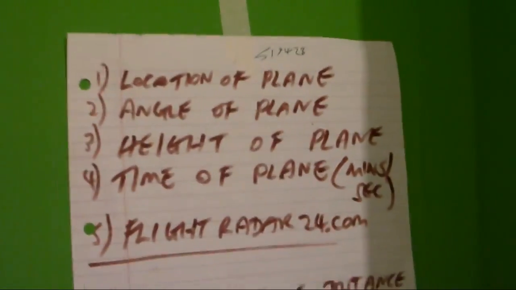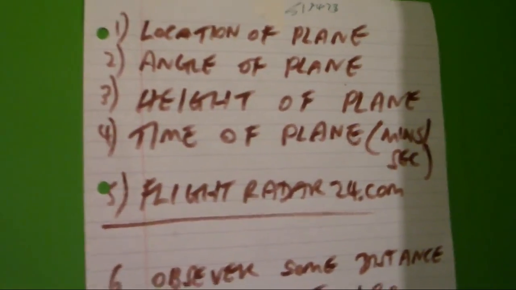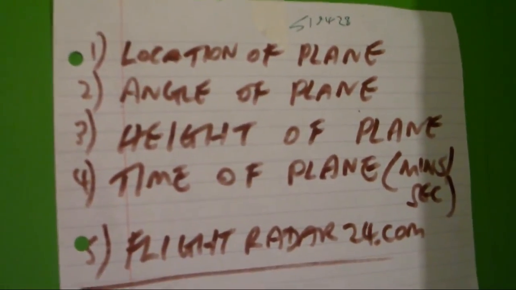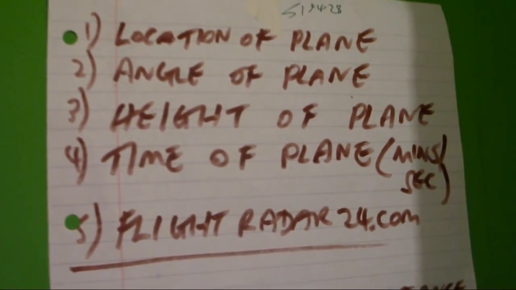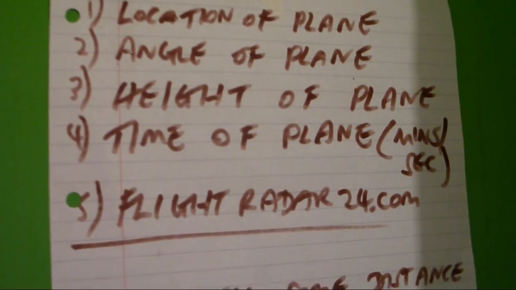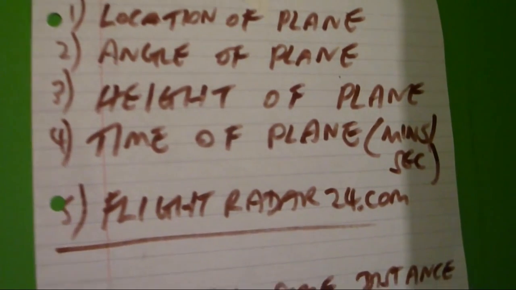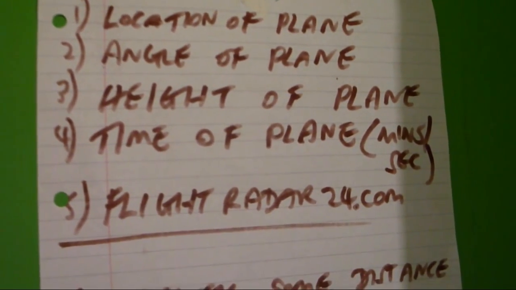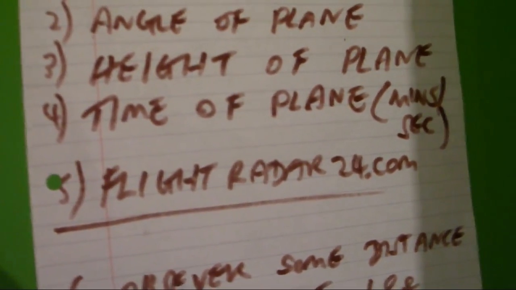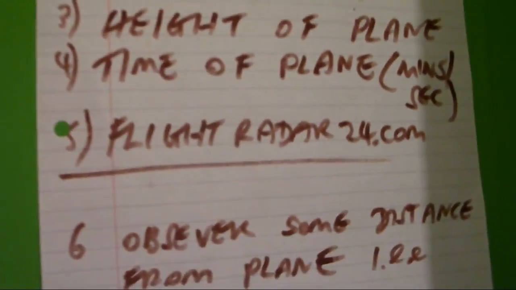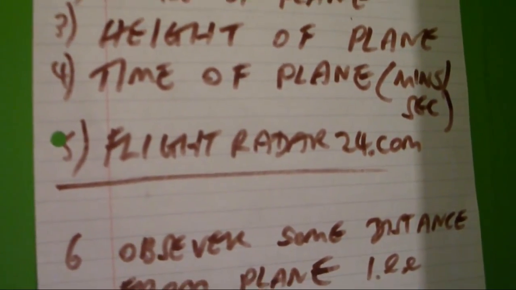So, checklist again. Location of the plane can be found on Flight Radar. Okay, angle of the plane can be measured with a telescope or a sextant if you want to be accurate that way, or other devices that you could find on the internet which won't cost that much money. Height of the plane can be found on Flight Radar 24. Time of the plane, you can use playback to get the time of the plane, and you can synchronise your watch to ensure that the plane passes at the correct time as you take the observation.